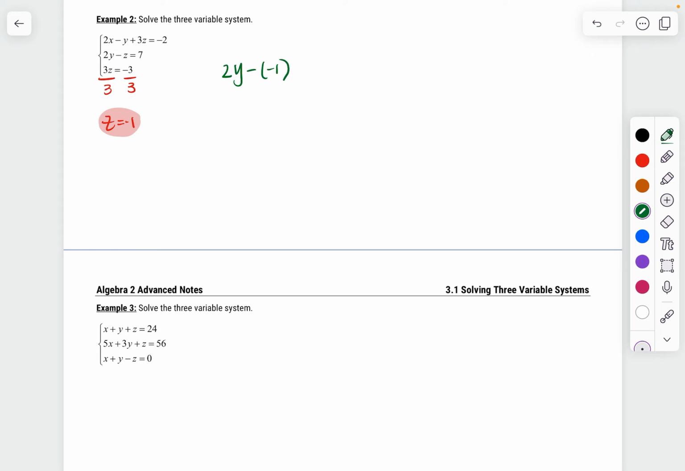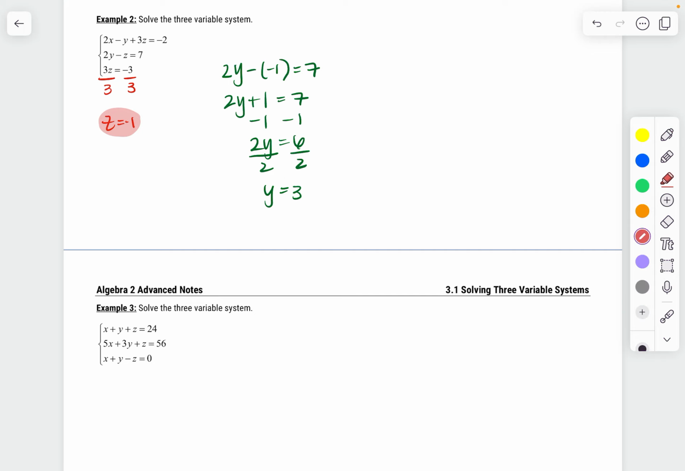Here is where I want you to be really, really careful, because you have to remember if you have 2 negatives, that is going to turn into a positive value. So I'm going to take that -1, leave it in parentheses just so that I don't forget, because that is going to turn into 2y plus 1 equals 7. I'm going to minus 1. I'm going to minus 1. 2y equals 6. Divide by 2. Divide by 2. Y is equal to 3.